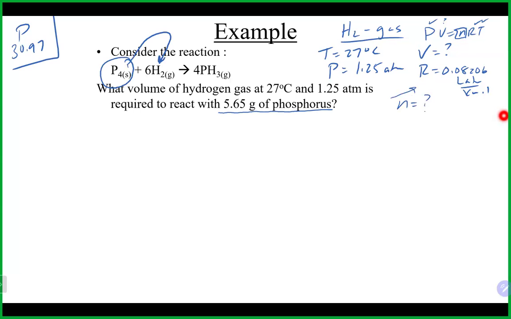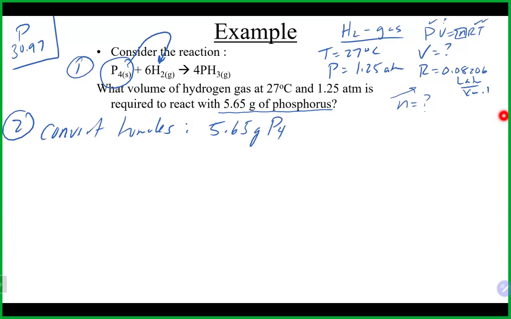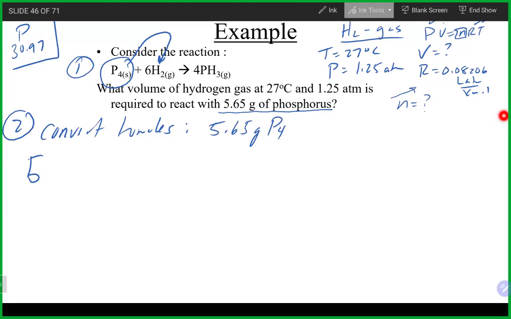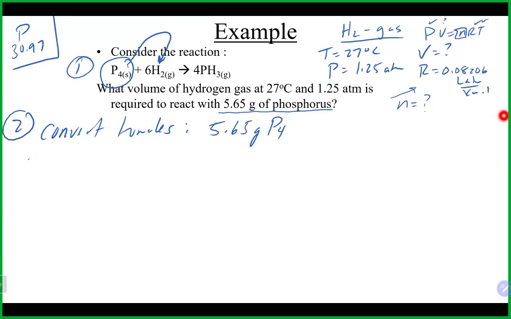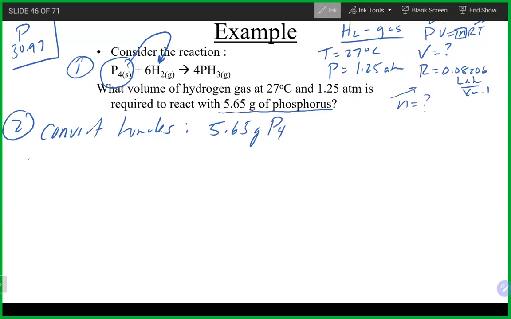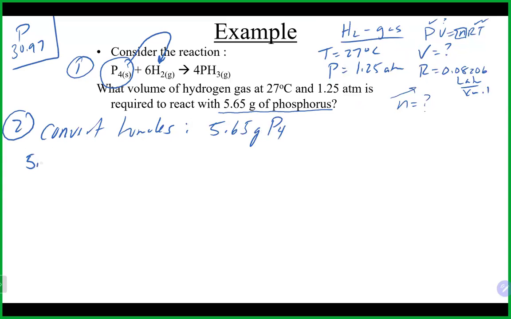So starting with that, we're going to balance the equation, and it is balanced. So step number one's done. Step number two is we're going to convert to moles. And really the only thing that we can convert to moles with is the 5.65 grams of phosphorus. So using the molar mass there, we'll take, very badly written today, let's try this again. All right, we got our 5.65 grams of P4.